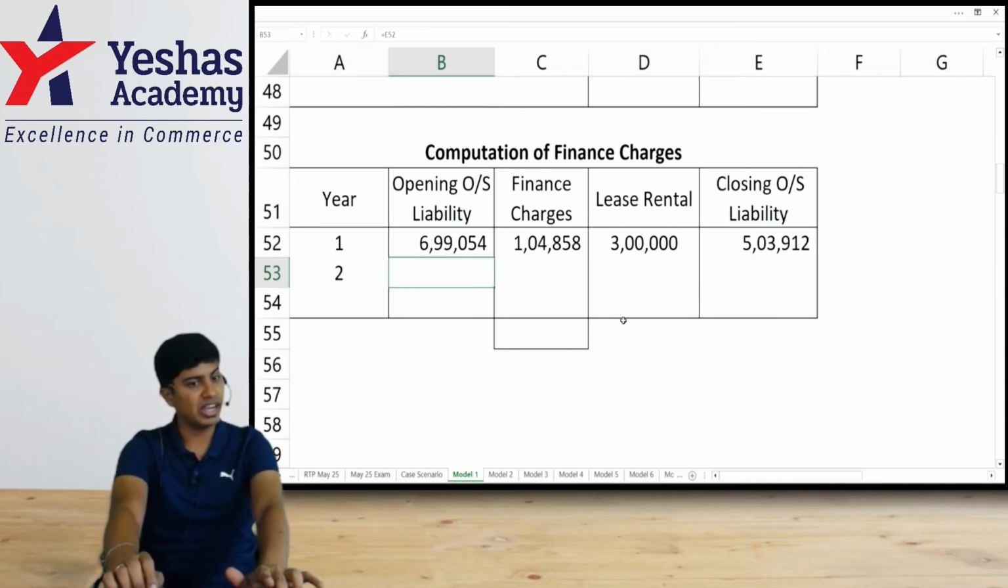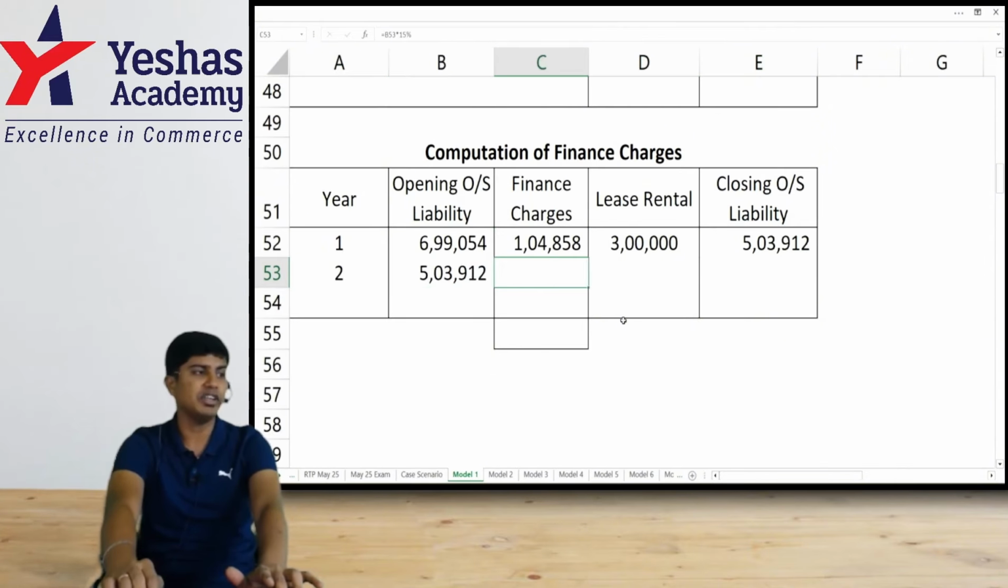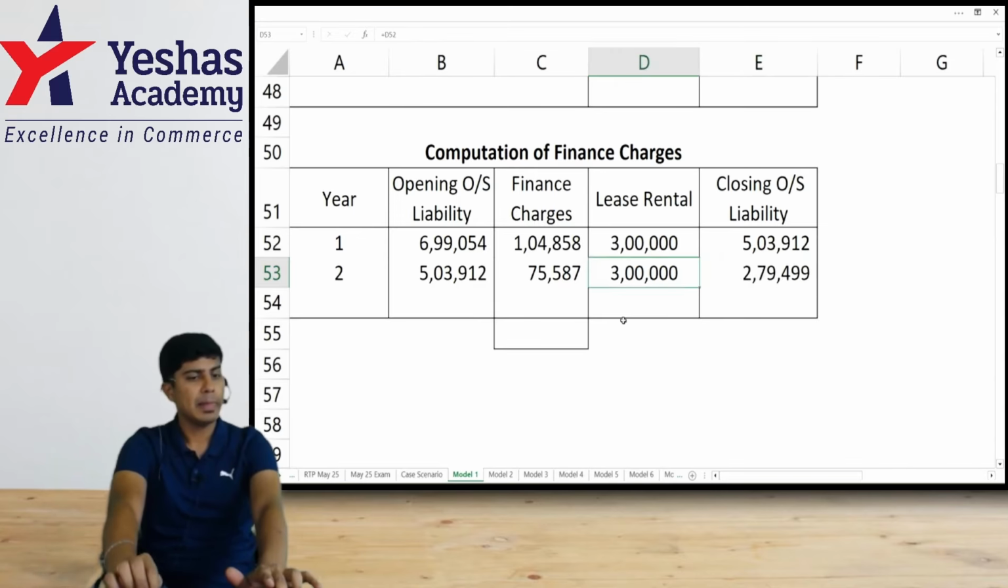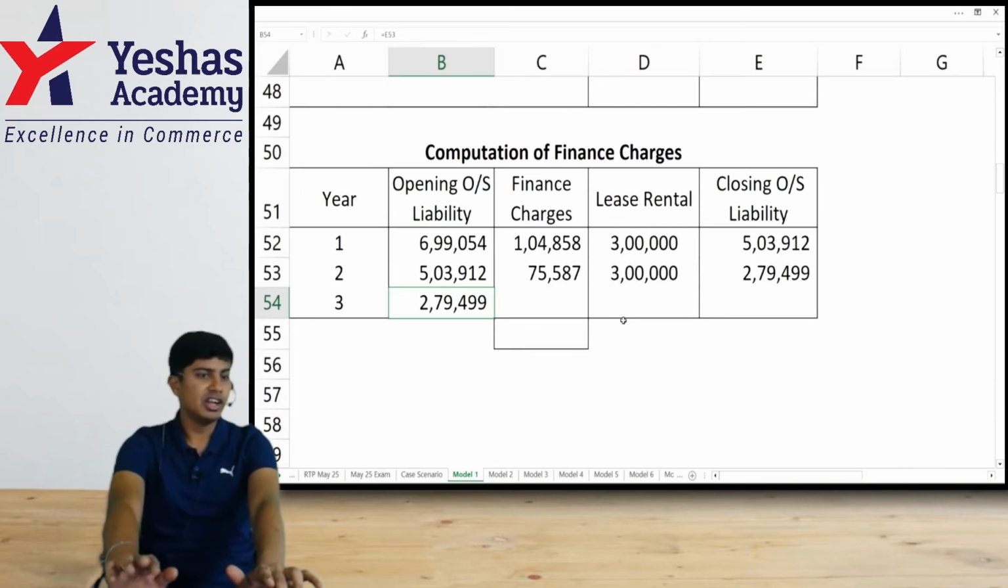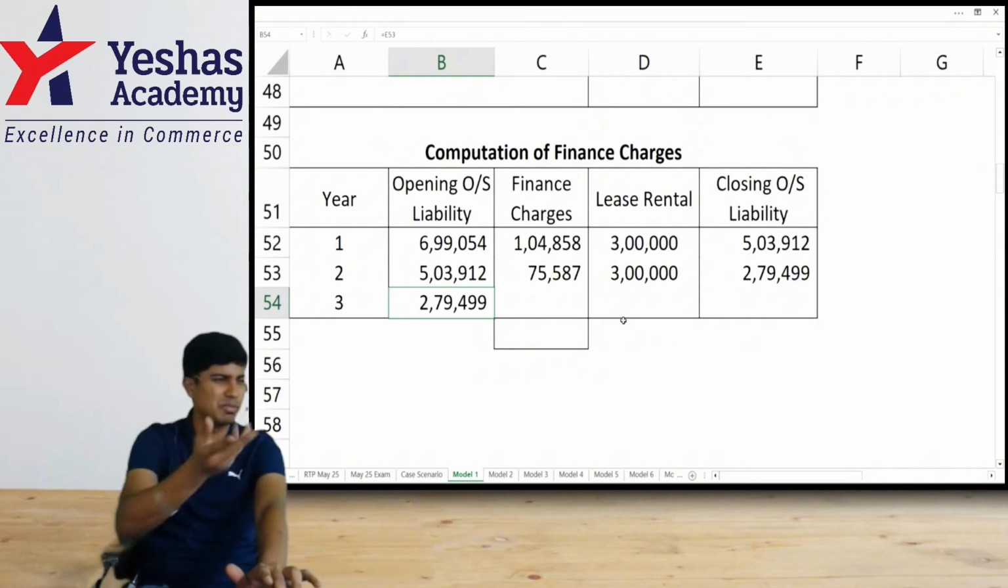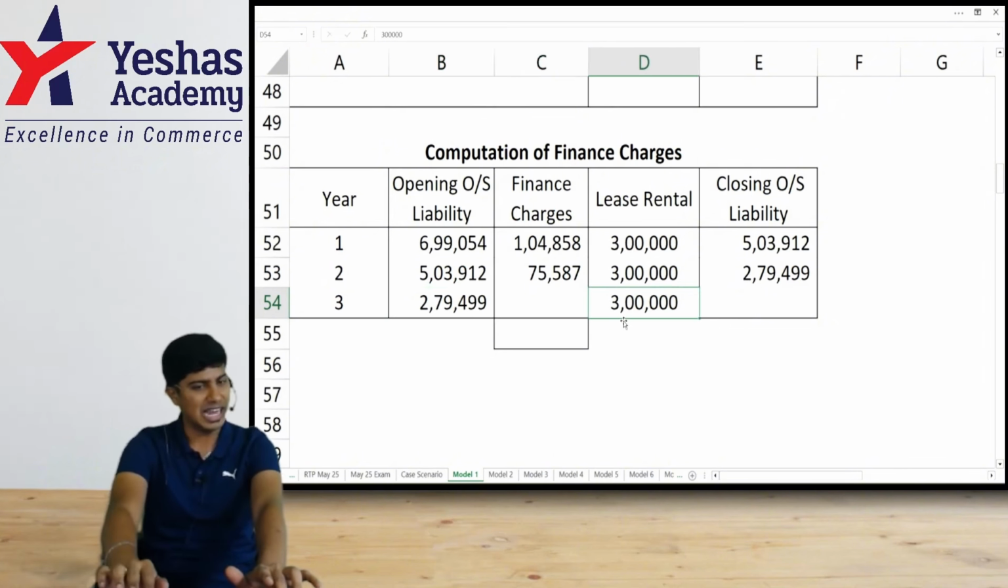Year 2, 5,03,912 is the opening outstanding liability. Add interest at 15%: 75,587. Deduct 3 lakh rupees lease rental. Third year opening will be 279,499. One second. Don't do 15%. 100 rupees or 15 rupees or some amount difference would come. So write 3 lakh here. You should get 22,000 here. Now identify this as the balancing figure.